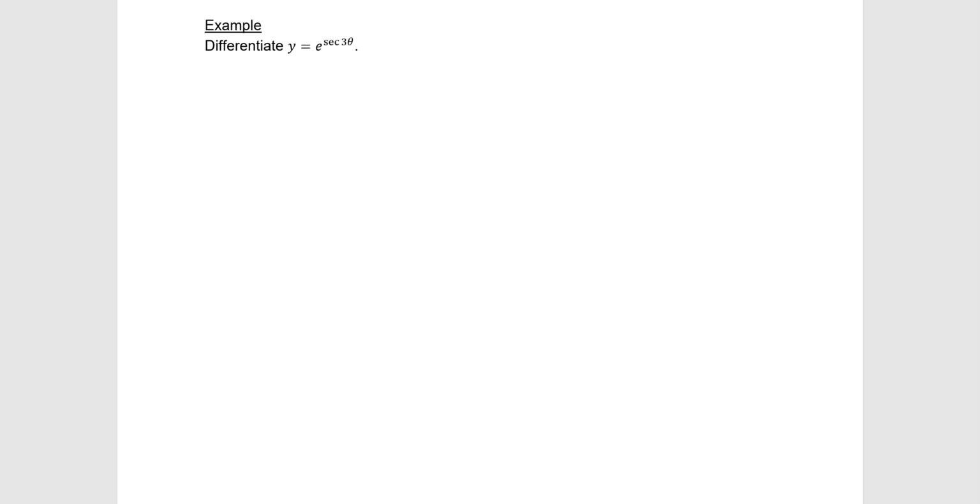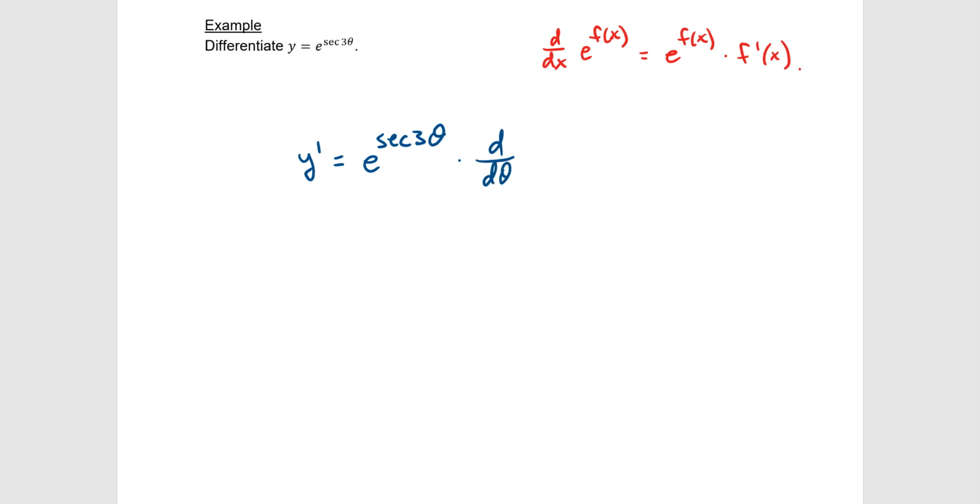We want to differentiate y equals e to the secant of 3 theta. Okay, so let's go ahead and, we know it's going to be chain rule, we have a function within a function. Let's use that little shortcut that we had for differentiating e raised up to a function, which is, it's going to equal e to the function times the derivative of that function. So let's go ahead and write that out. Y prime is going to be e raised up to the secant 3 theta times, I'm going to write it like this, not d dx, but d d theta of secant 3 theta.